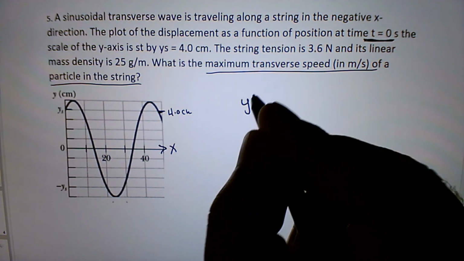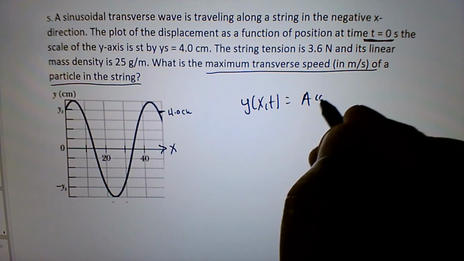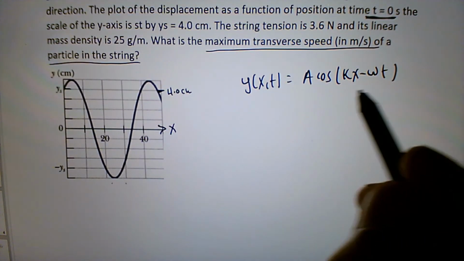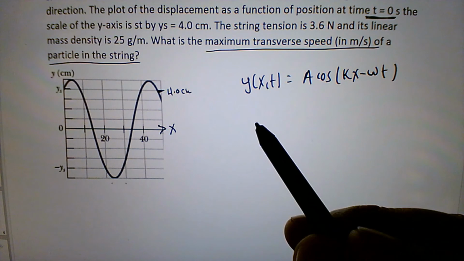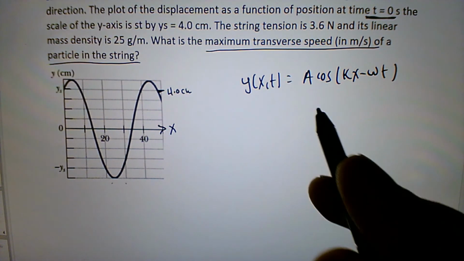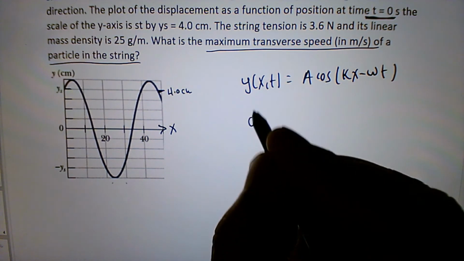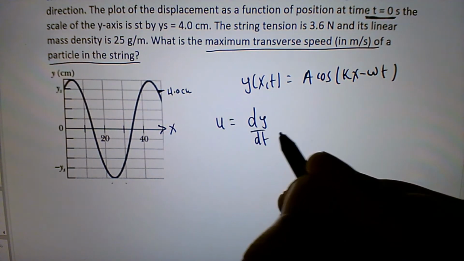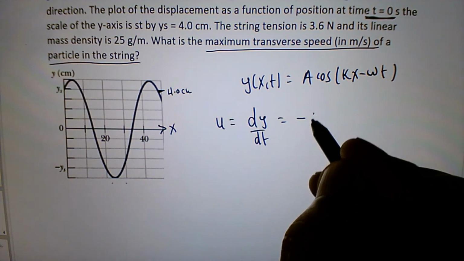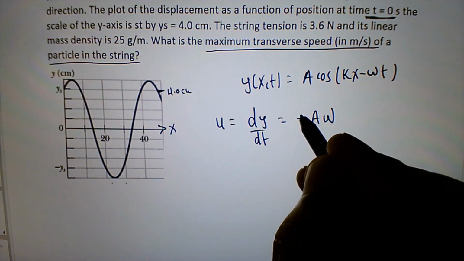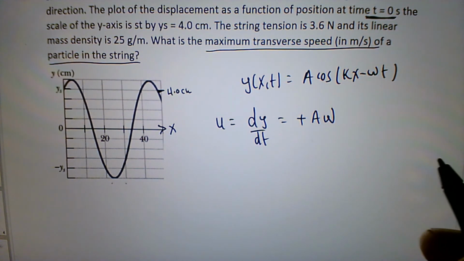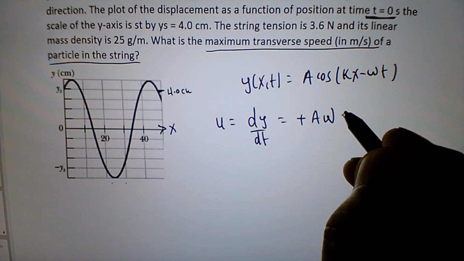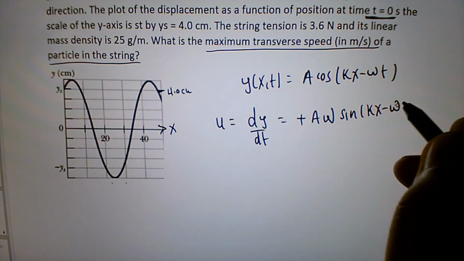So remember, the traveling wave equation is y = A cos(kx − ωt), and let's say there's no phase shift. Then the transverse speed of the particles of the medium, here the particles of the string, let's call it u, is just the derivative of this function with respect to time. Cos gives a negative, and the minus omega t gives another negative, so positive. So we get u = Aω sin(kx − ωt).